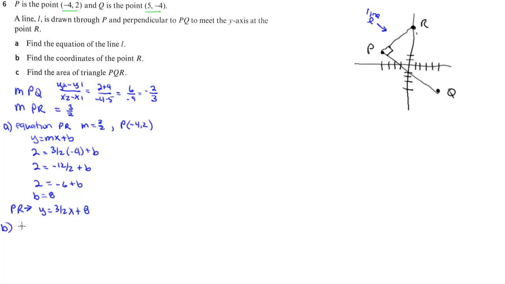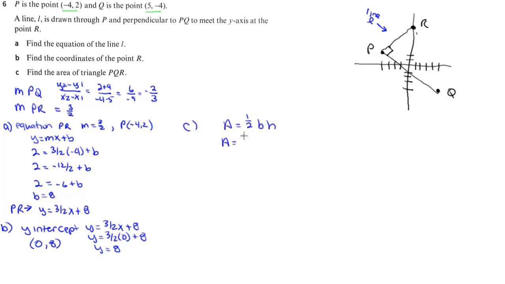Now part B, it says what's the coordinate of point R? Well, that's the y-intercept. The y-intercept is going to be 8. We know that from the y equals mx plus b, but if you didn't, you could just substitute the x with a 0, since the y-intercept is always when x equals 0, and find out that y is equal to 8. Anyway, (0, 8) is that answer.